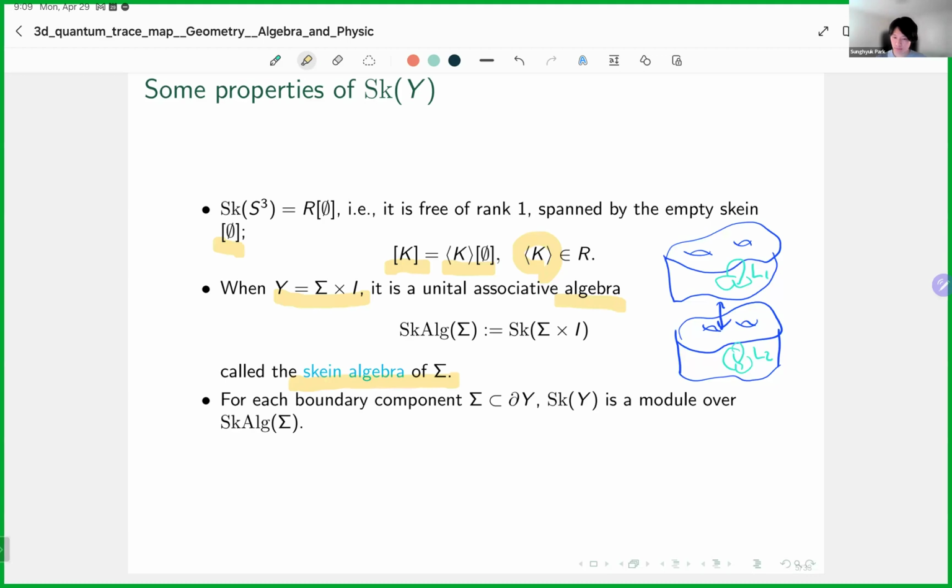And basically for the same reason, since we can stack a surface times interval, whenever our three manifold Y has a boundary component, say sigma, then the skein module of Y is a module over the skein algebra of the surface. On that boundary, we can stack the boundary component times interval, and we get the same thing, so that gives a module structure.